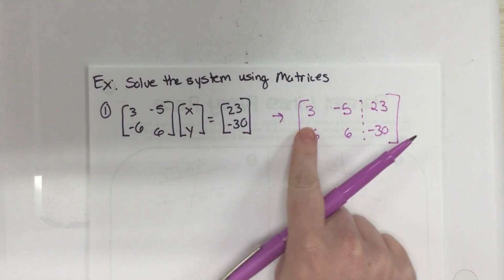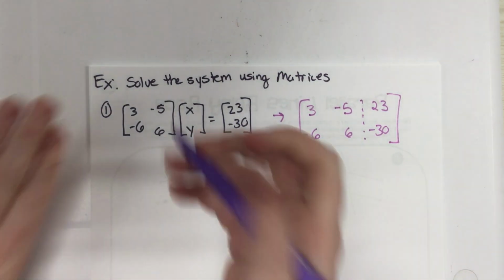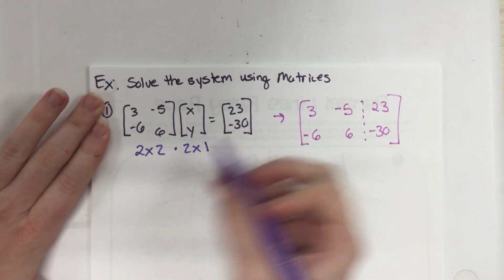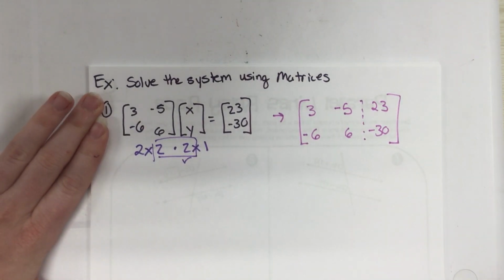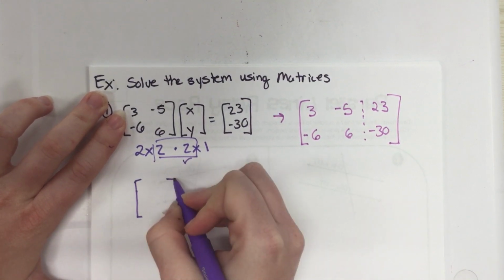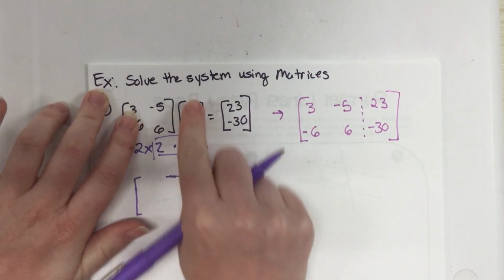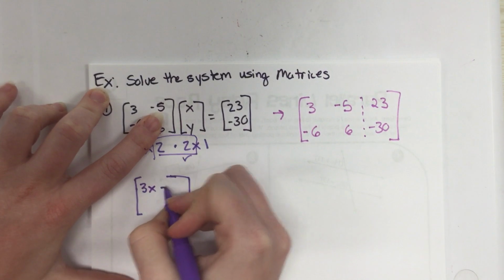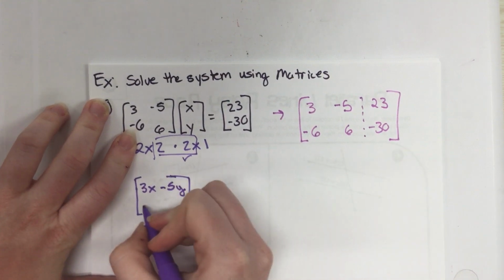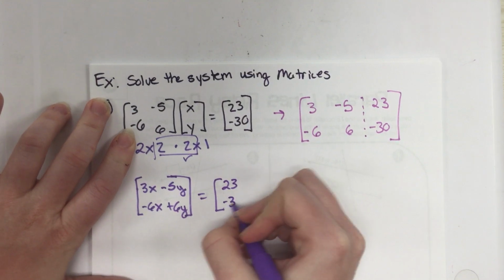Okay, the way I know that works here is because what I just did is matrix multiplication. So here, this is a 2 by 2, and we are multiplying it by a 2 by 1. So we'll get a 2 by 1 as our answer. Okay, and so 2 rows, 1 column. So I have first row, first column: 3x minus 5y, okay? And then this is second row, first column, so I have a negative 6x plus 6y, and that is equal to 23 over negative 30.